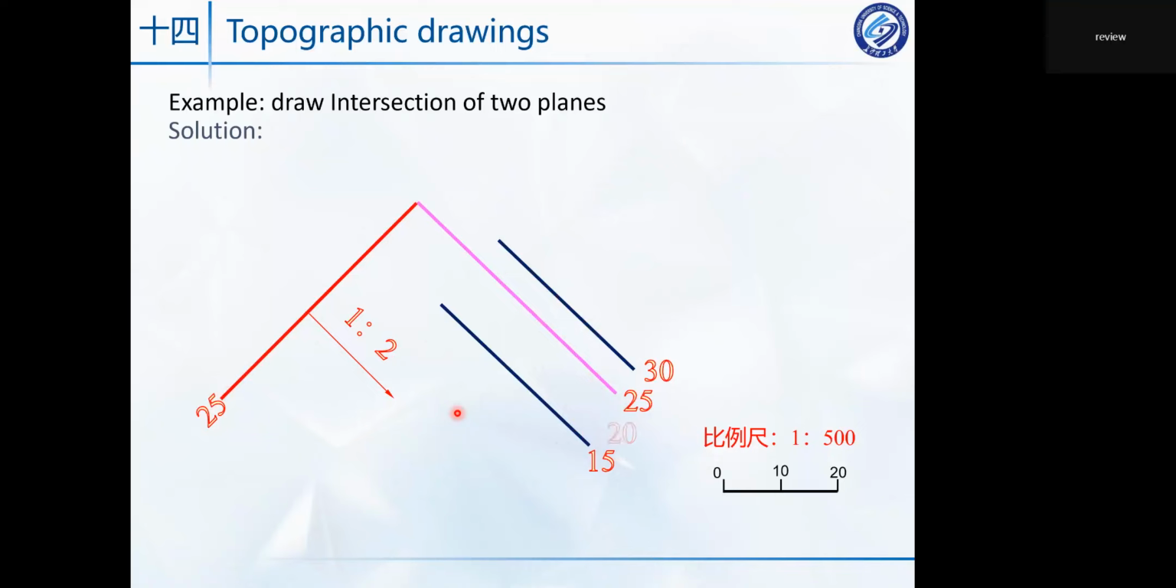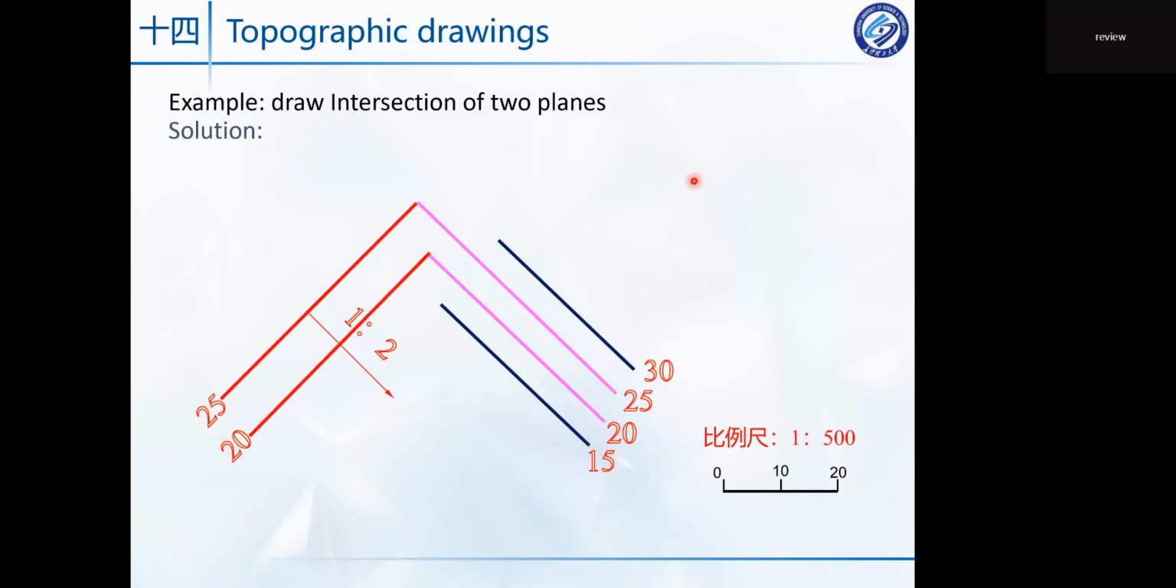And as for the next one, we can get another one, 20. Also, we can get another line from the slope and the scale ruler. We can get the 20.